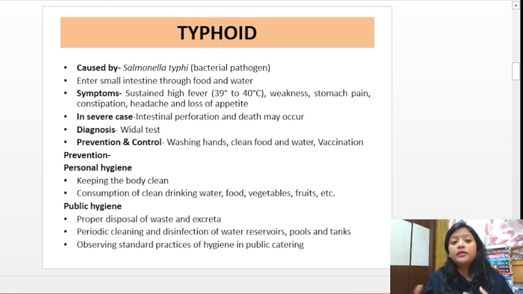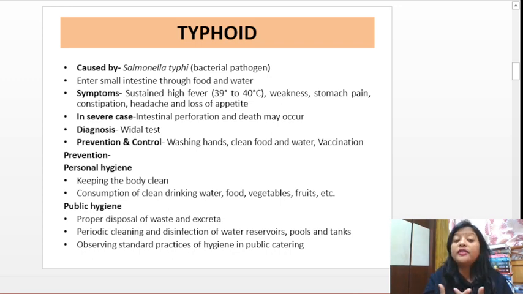How does it enter our body? It enters our body through food and water. Whenever you are taking food or water that is not clean, that is unhygienic, where the water is not filtered, the food is unhygienic, and safety measures are not taken to prepare that food, then this Salmonella typhi will enter through that food and water into our small intestine.